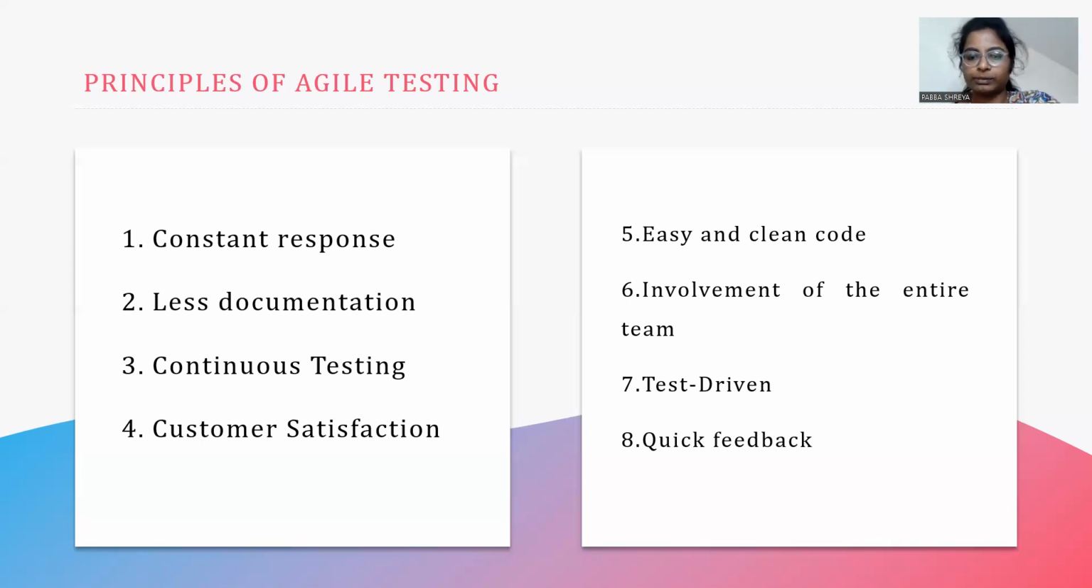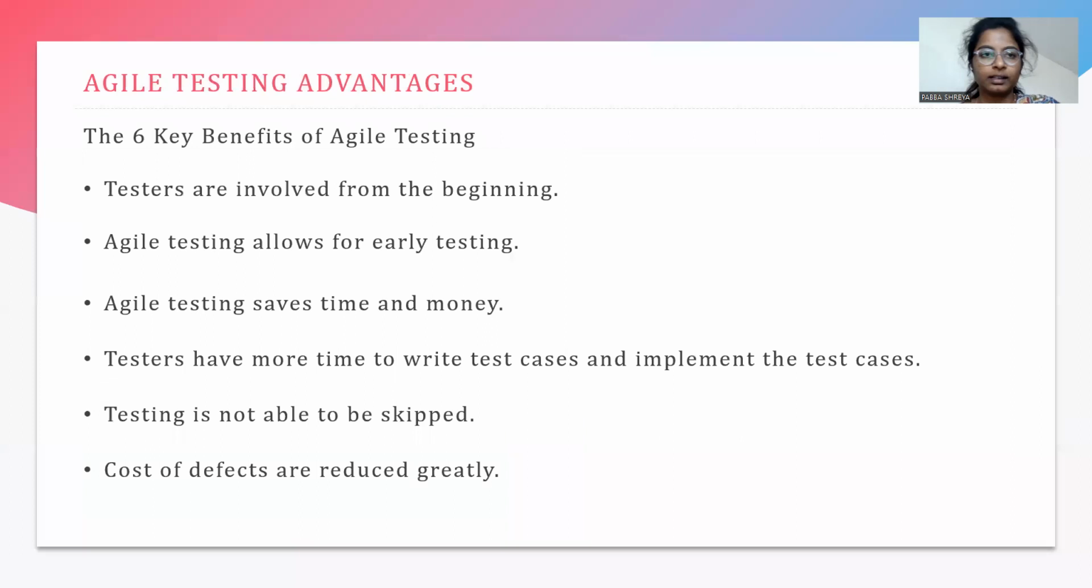And next is quick response. In each iteration of agile testing, the business team is involved. Therefore, we can get continuous feedback that helps us to reduce the time of feedback response on development work. And these are very essential for agile testing.